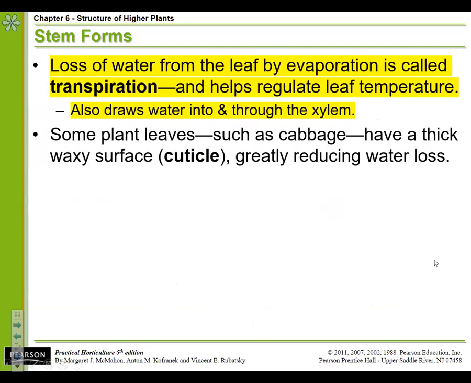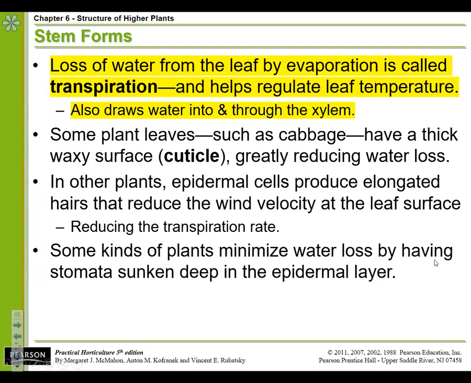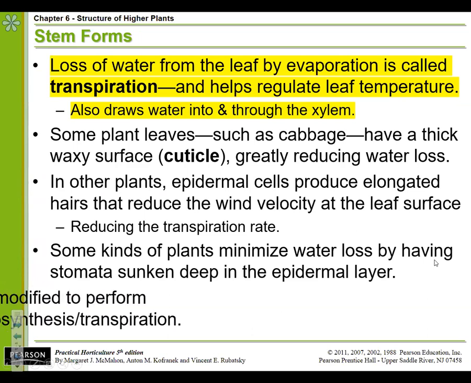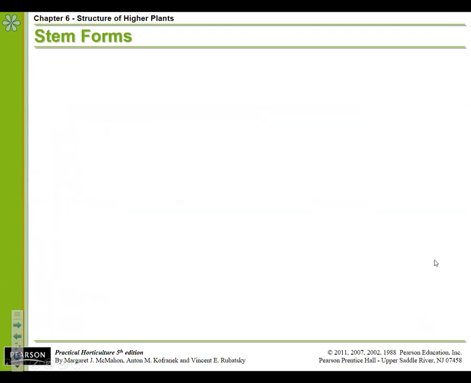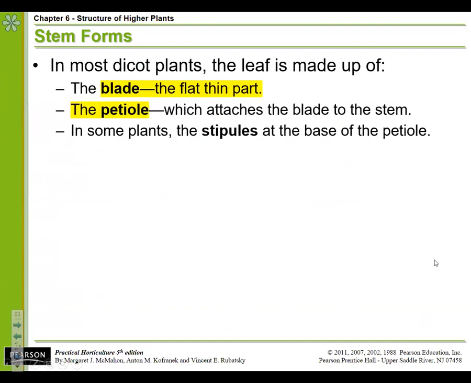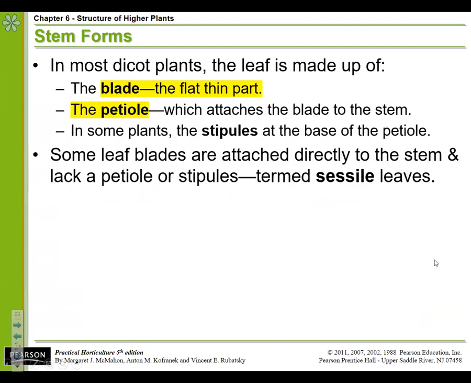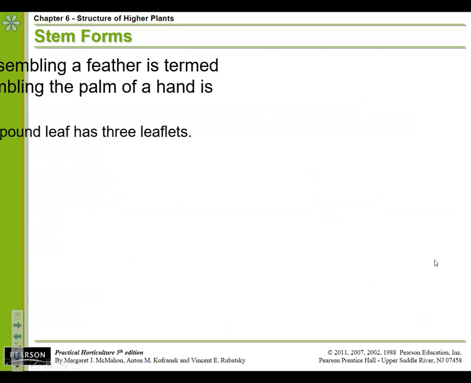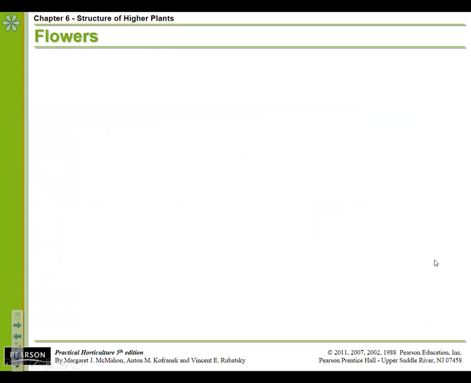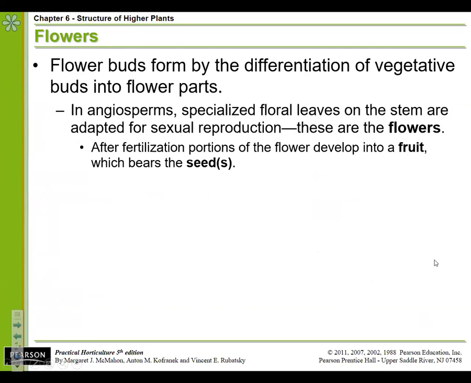We started talking about the stem forms and how loss of water throughout the leaf through transpiration is important for the growth of the plant. We talked about the blade and the petiole being part of the leaves and simple or compound. Right, let me get back to where we were here. Leaving off on flowers here.